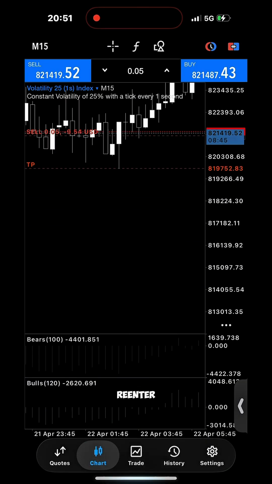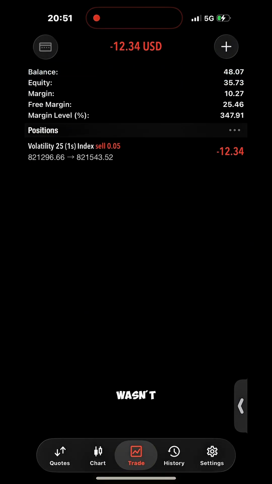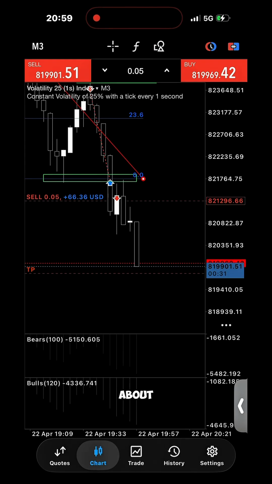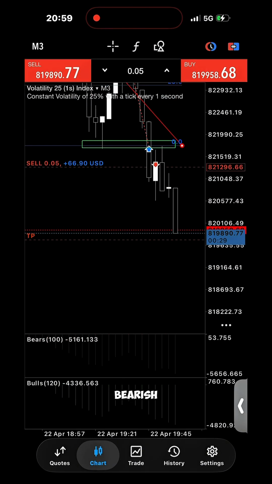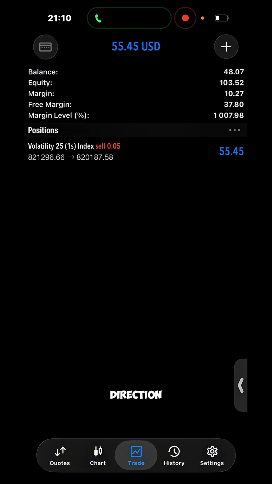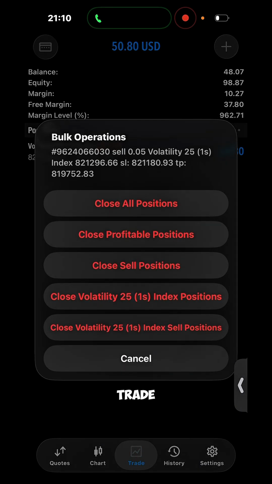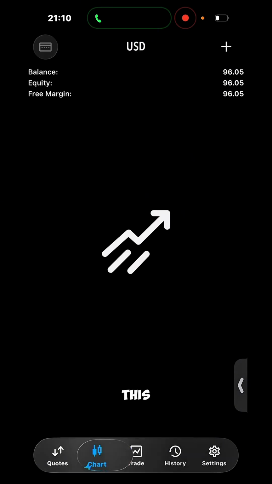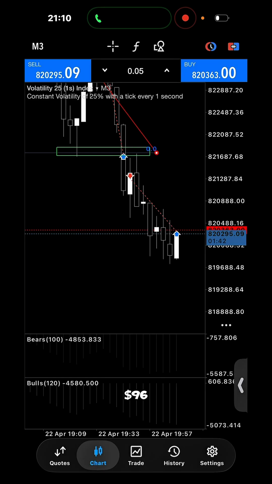I was able to re-enter this trade, but unfortunately, it wasn't the cleanest of entries. But after about 10 minutes, the market moved in the bearish direction just as I analyzed. It got really close to the take profit, but decided to reverse in the bullish direction. So I had to close the trade, and this trade brought the account up to $96 in preparation for the most extreme trade in this challenge yet.